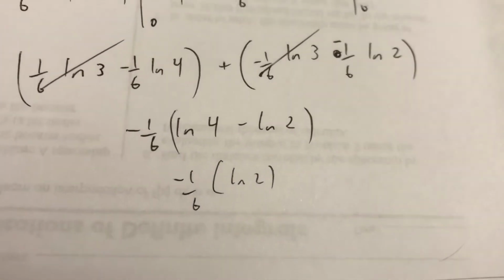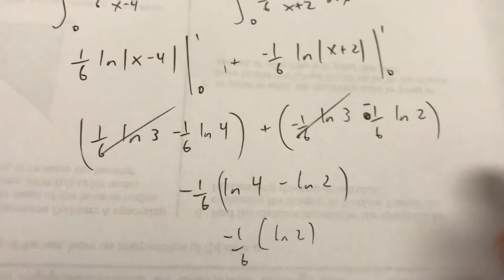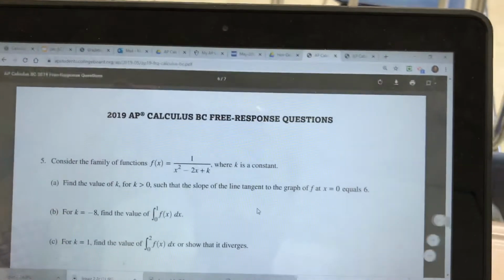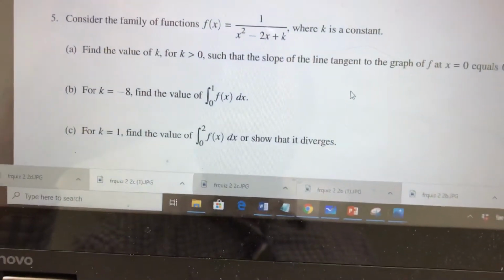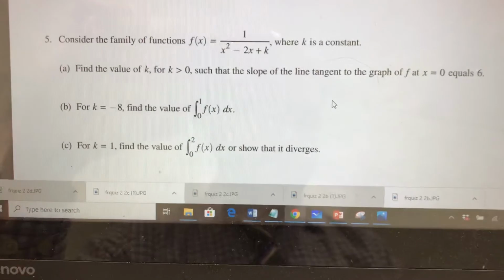Somewhere in there, I think I messed up a sign, but you can go back and check my work carefully. Anyway, general idea, though, is correct. Let's move on to the final one. The final one, we'll look at the answer first, says for k equals 1, find the value of the integral from 0 to 2 of f of x, or show that it diverges, okay?